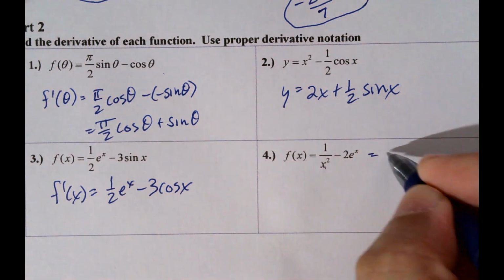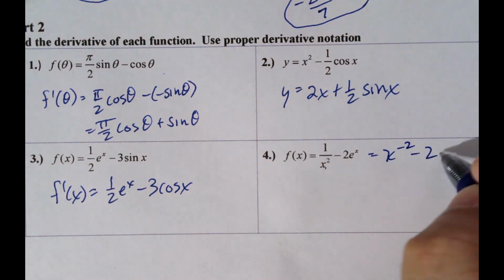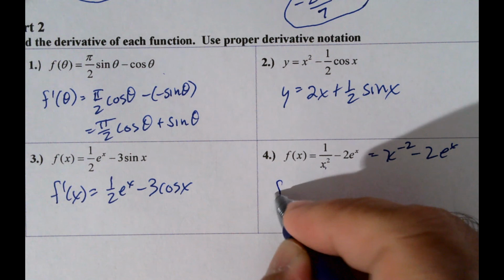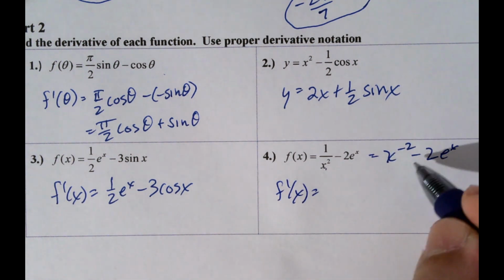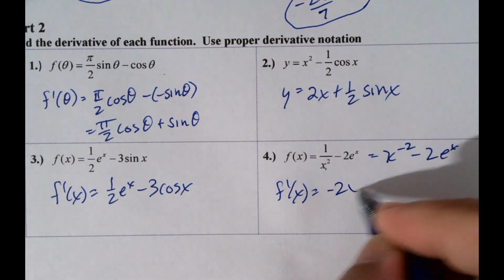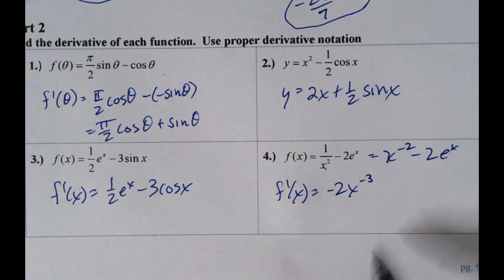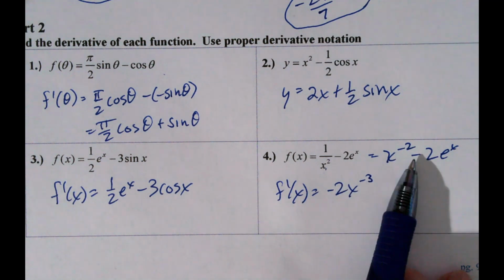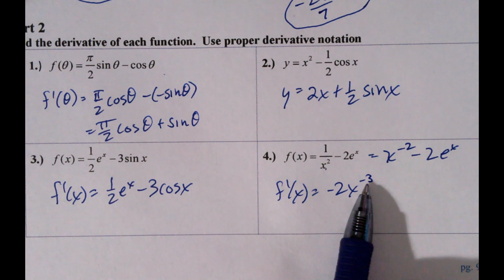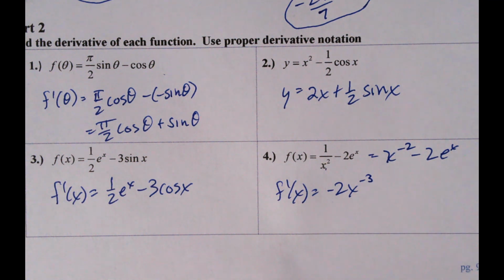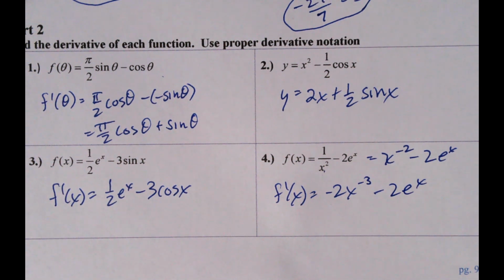Number 4, remember we don't have a power rule for x in the denominator, so we're going to rewrite that first. So it's x to the negative 2 minus 2e to the x. So when we take the derivative, we could use regular power rule on that. So it's negative 2x to the negative 3. Right, bring down the exponent, subtract 1 from the exponent. Negative 2 minus 1 is negative 3. This part doesn't change. Okay, that's it.